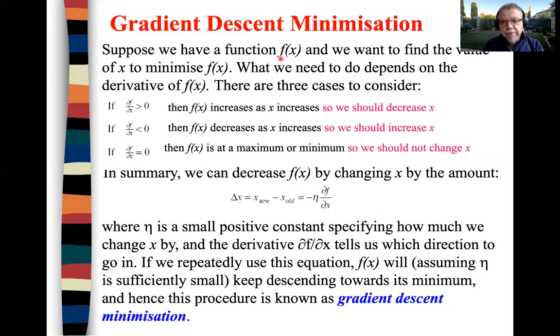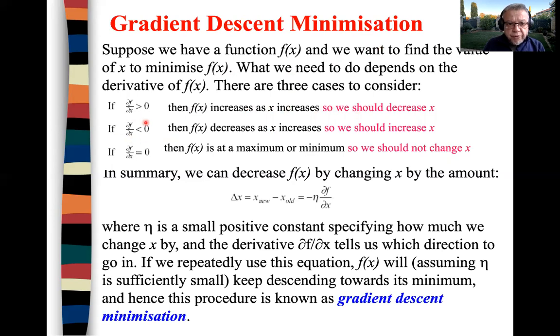Suppose we have a function f of x and we want to find the value of x that minimizes this function. What we need to do depends on the derivative of f of x, the gradient. There are 3 cases to consider. If the gradient, the partial derivative of f with respect to x, is positive, then f increases as x increases. So what should we do? Because we're looking for the minimum, we should decrease x.